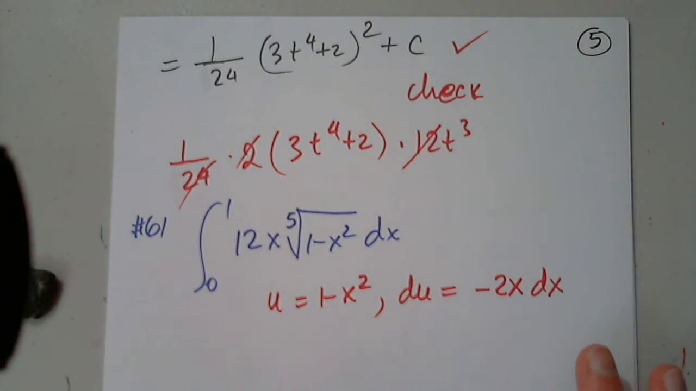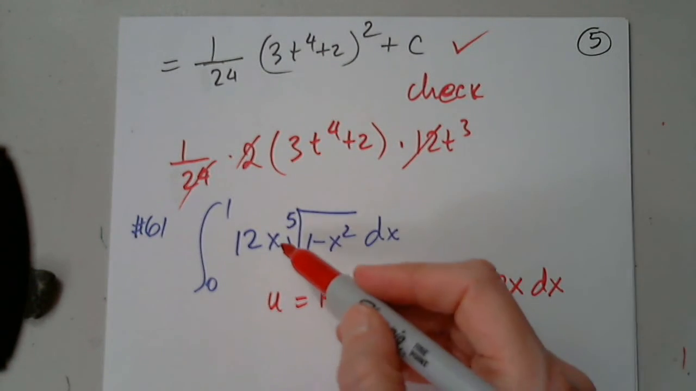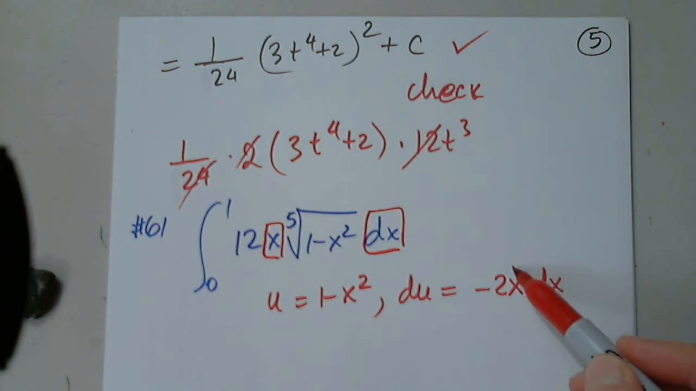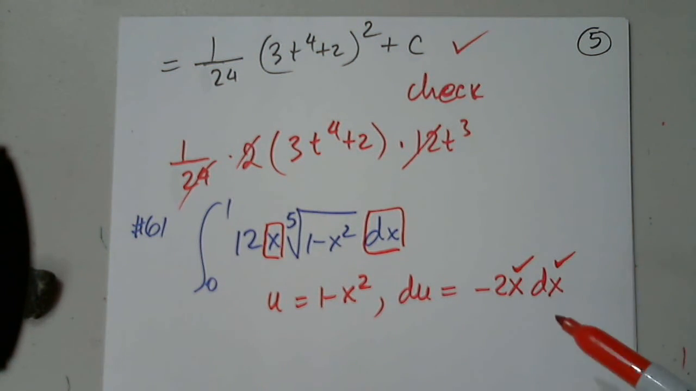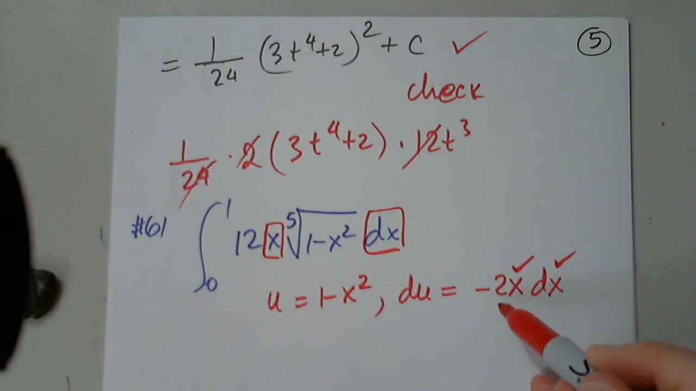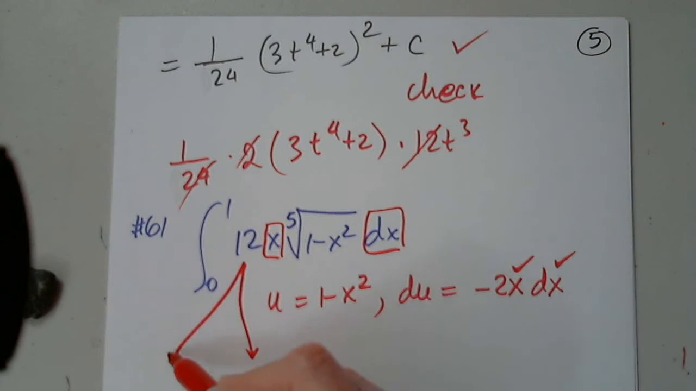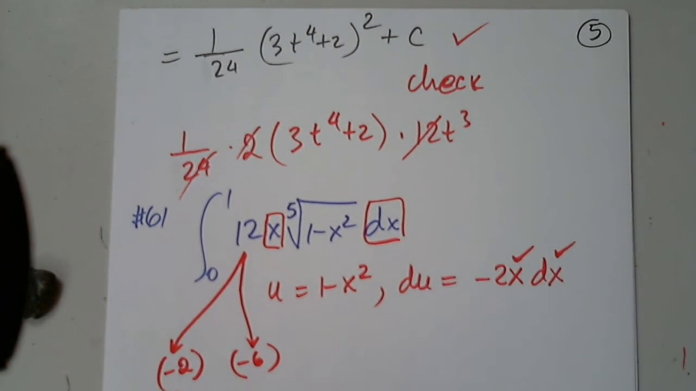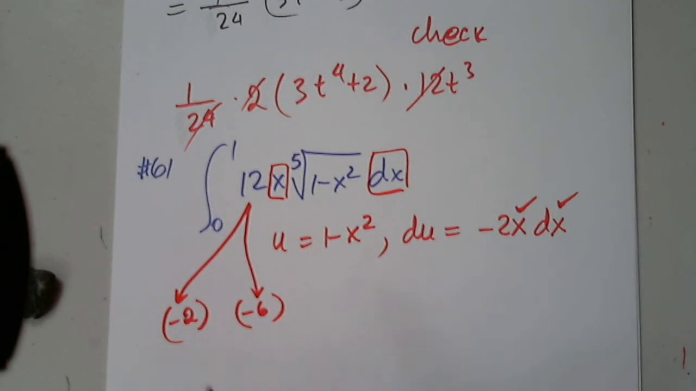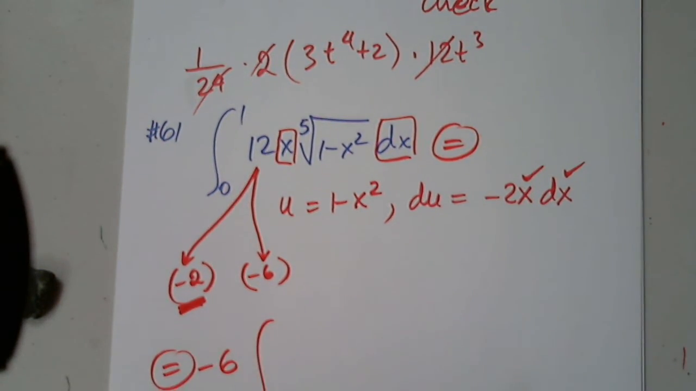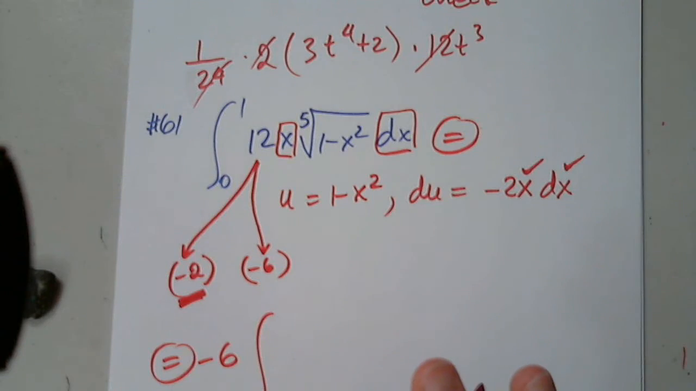Good. So let's see if we have this. Yes. I have this. I have the x, and I have the dx. I don't have the negative 2. I can make it very easily. I will change 12 into negative 2 times negative 6. I will use the negative 2, and the negative 6 will go in front. Don't copy the limits of integration.